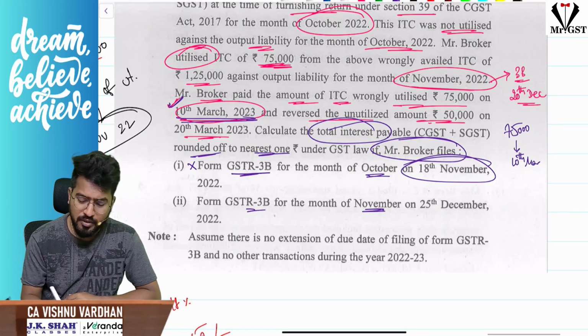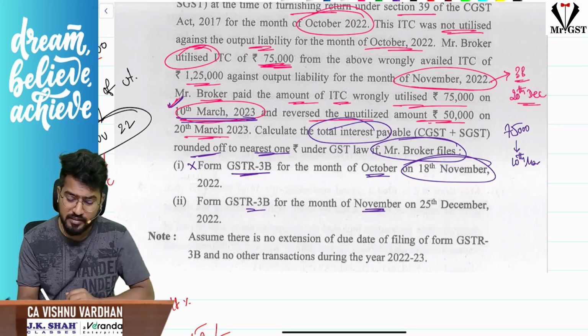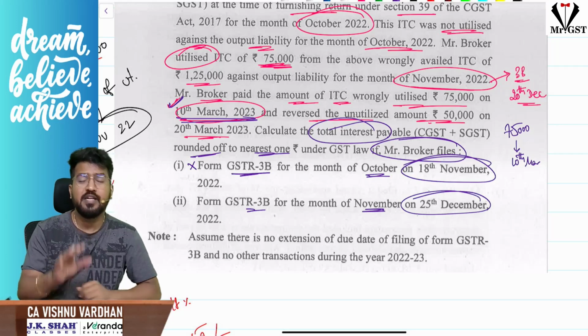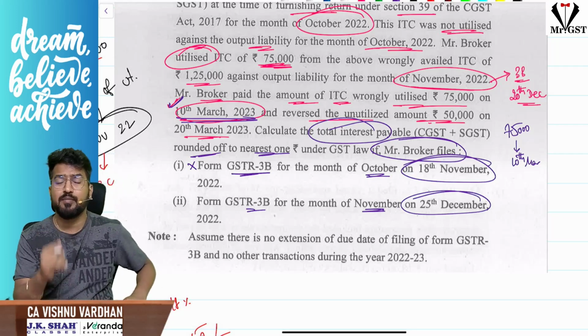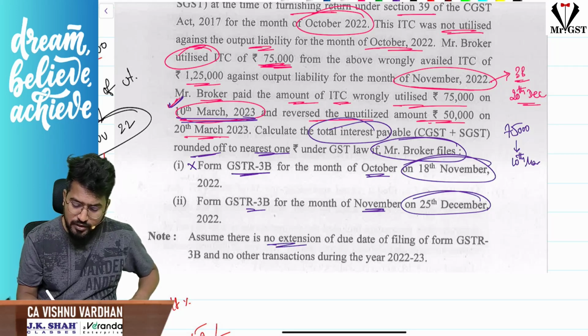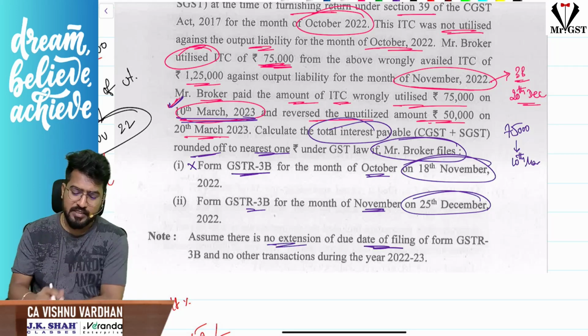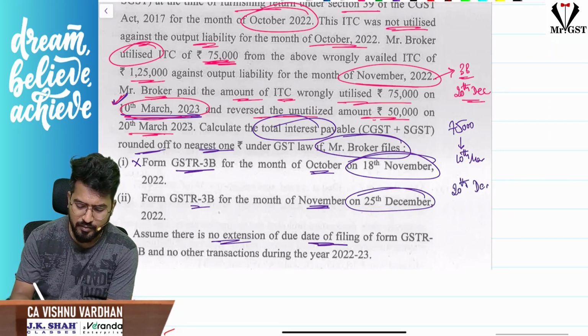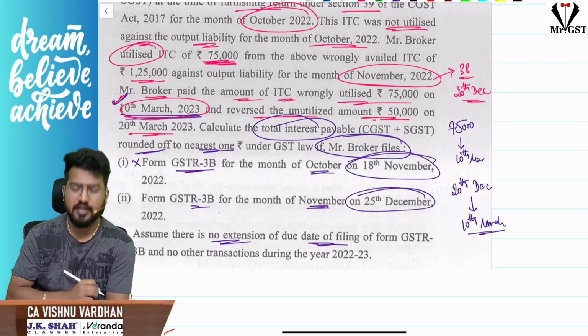3B of November, we know that in November only the utilization is happening. That is done on 25th December. That means the November month return is actually filed on 25th December, but the due date is 20th December, and they told clearly there is no extension of the due date. So I can understand that from 20th December till 10th March we have to calculate interest.